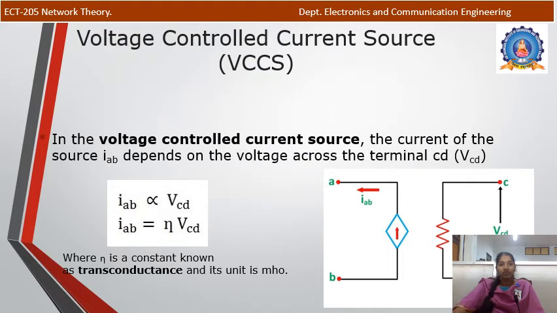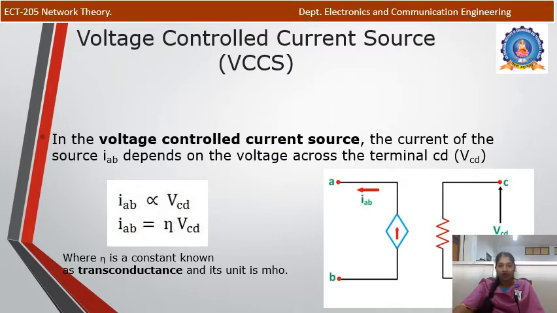The next one is voltage controlled current source. Note the last two words, current source. Current source means the output quantity is current, right? And that current depends on a voltage, so it is a voltage controlled current source. Here we represent the current source by using an arrow, and since it is a dependent current source, we use a diamond shape in order to represent the source.